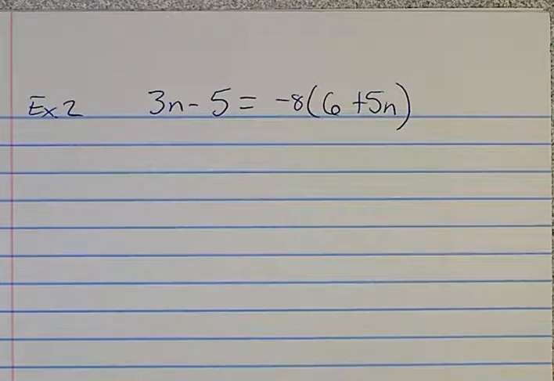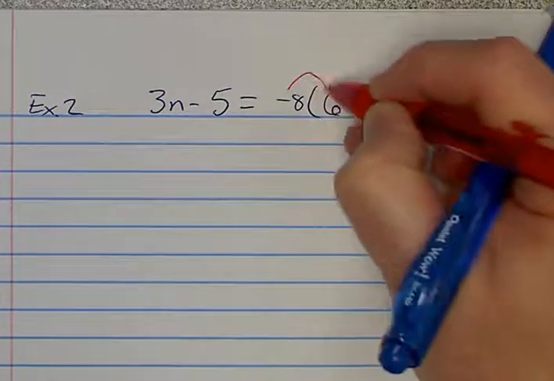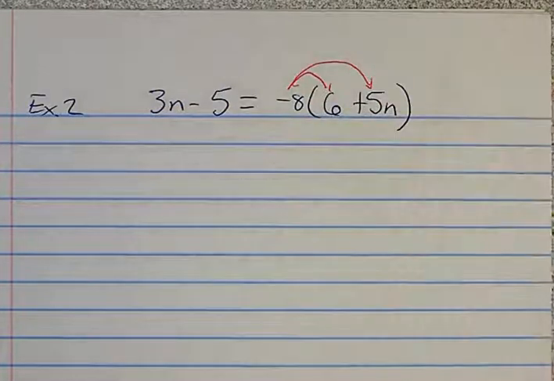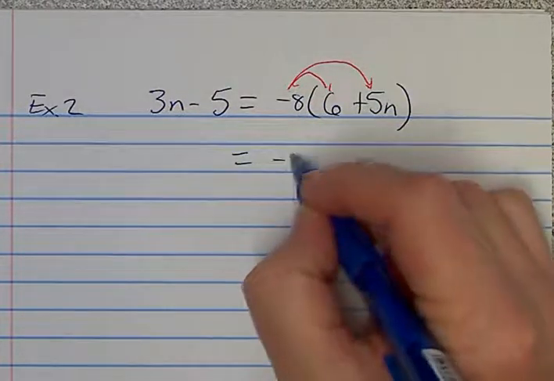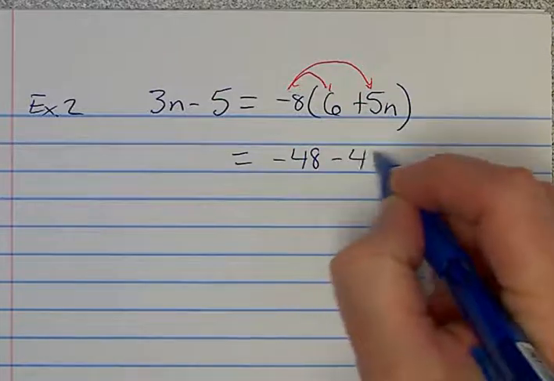Okay, first thing you have to do is distributive property. Get rid of that parentheses, so now you've got negative 48 and negative 40n.